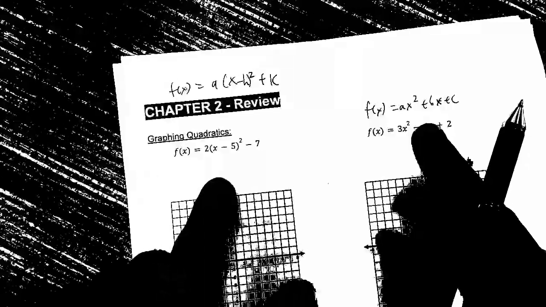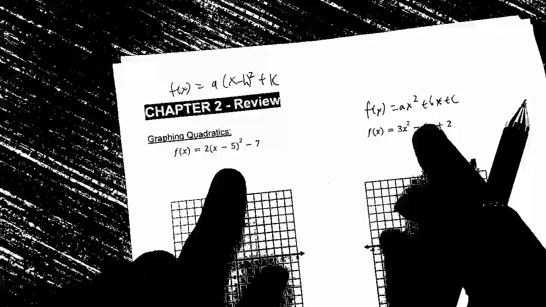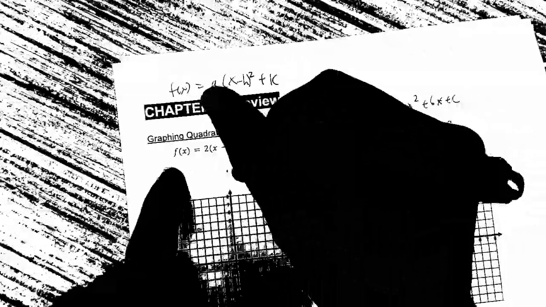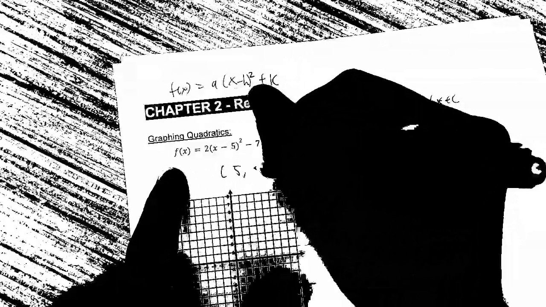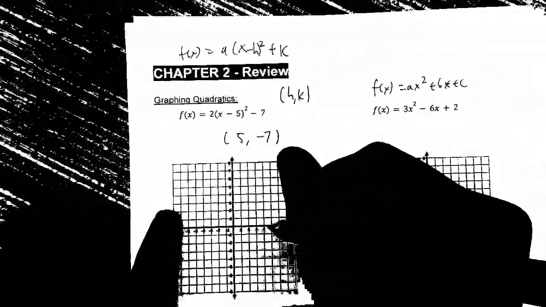This vertex form is easy because it easily gives you the vertex, right? What's our vertex going to be here? It's going to be 5 comma negative 7, because this is h comma k. H comma k is your vertex. We're subtracting, so it's still 5. And the k is minus 7, so 5, negative 7. So graphing that is pretty straightforward.